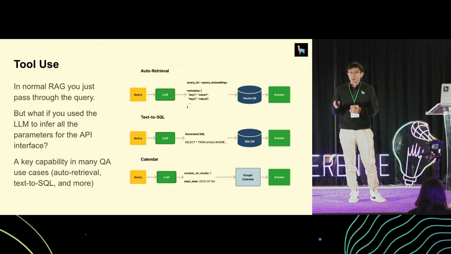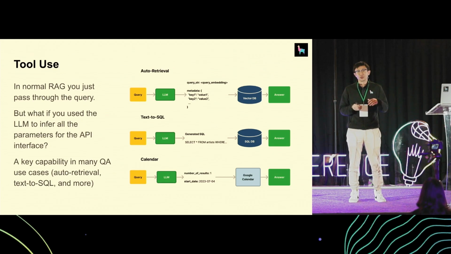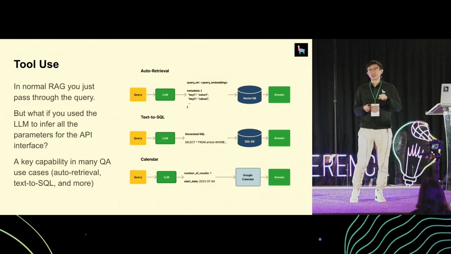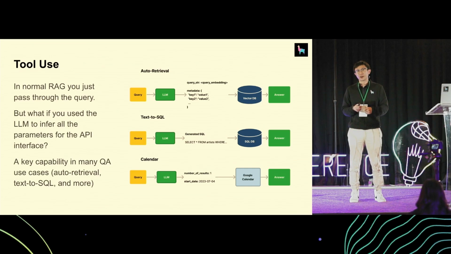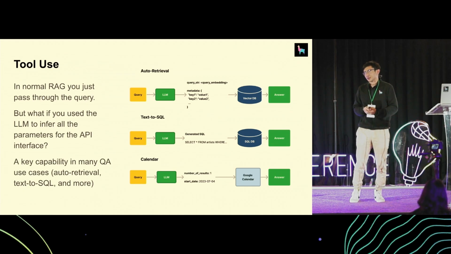But in normal RAG, when you have a user question, you basically just launch it against a vector database. You don't do anything to the query. You just directly pass it through to the vector database to look up the most relevant context. If you add just an additional layer in the beginning, where instead of directly passing it through to the vector database, you have an LLM try to infer the full set of parameters of the API interface to your data system, then it turns out there's a lot of stuff that falls into this category.